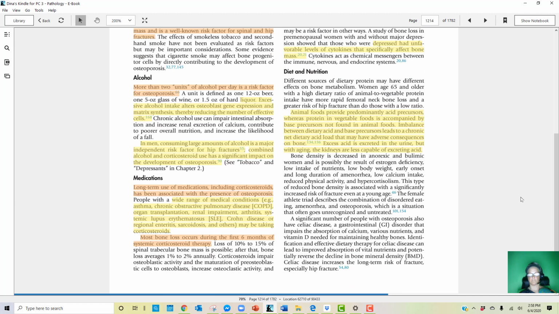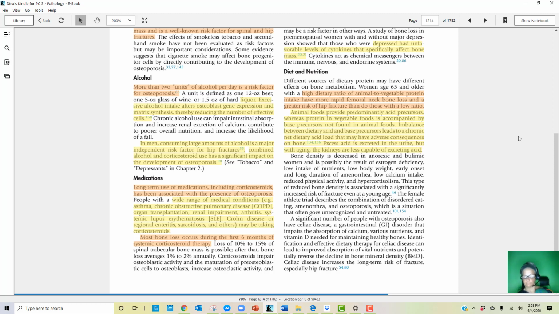Diet and nutrition. Different sources of dietary protein may have different effects on bone metabolism. Women age 65 and older with a high dietary ratio of animal to vegetable protein intake have more rapid femoral neck bone loss and a greater risk of hip fracture than do those with a low ratio. Animal foods provide predominantly acid precursors, whereas protein in vegetable foods is accompanied by base precursors not found in animal foods. Imbalance between dietary acid and base precursors leads to a chronic net dietary acid load that may have adverse consequences on the bone. Excess acid is excreted in the urine, but with aging, the kidneys are less capable of excreting acid.